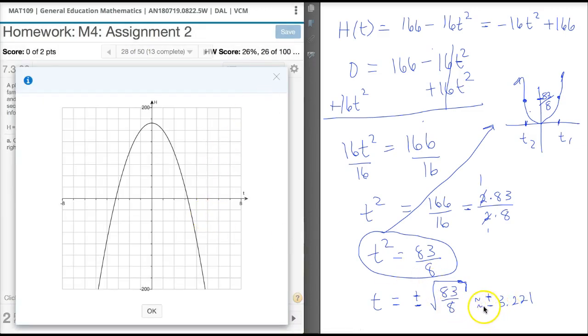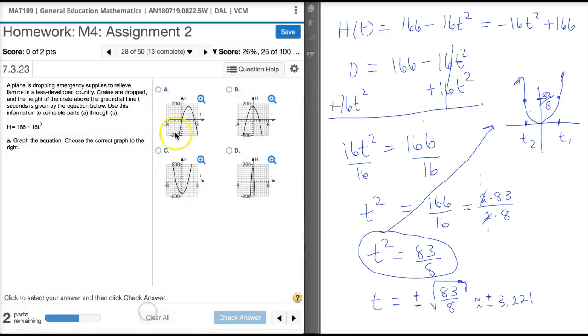Notice here that both of these t-intercepts are a little bit larger than 3. And of course on the t-axis here we have 1, 2, 3, 4, 5, 6, 7, 8. And we see just right after 3 we have a point. And right after negative 3 we have a point. So it looks like B would be the correct answer choice.